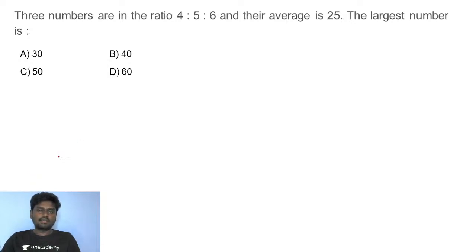Three numbers are in the ratio 4:5:6, and their average is 25. You need to find the largest number. What is the largest number?